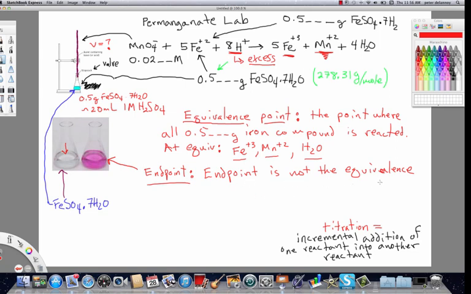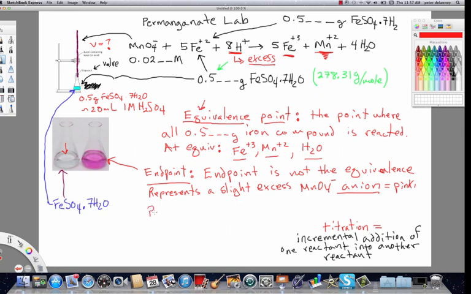And what the end point represents, and I'm going to write this down here, is a slight excess of the MnO4 minus anion, whose color is pink. That's when you know the reaction is over. So technically speaking, once we reach this pink color, which is the end point, and we stop the reaction, you actually have walked past the equivalence point by a slight amount.